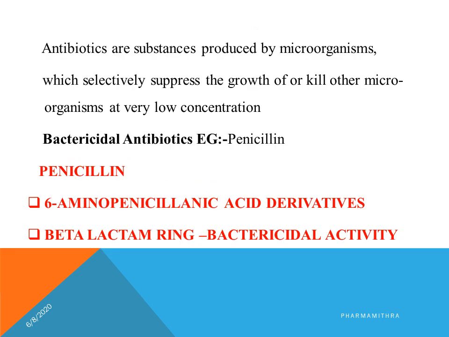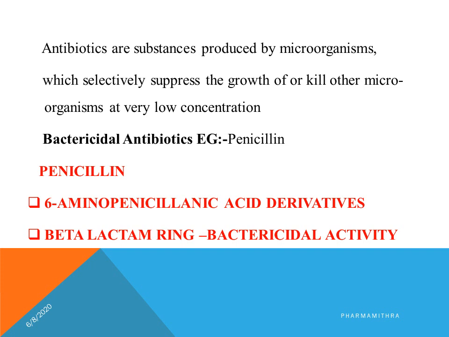First of all, we are discussing the beta-lactam antibiotics. First of all, what are antibiotics? Antibiotics are substances produced by microorganisms which selectively suppress the growth of or kill other microorganisms at very low concentration. Here, we are discussing mainly penicillin. Penicillin is an example of a bactericidal antibiotic. Antibiotics are bactericidal or bacteriostatic: cidal means killing, and static means controlling the growth of the organism.